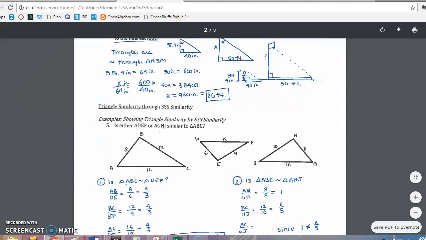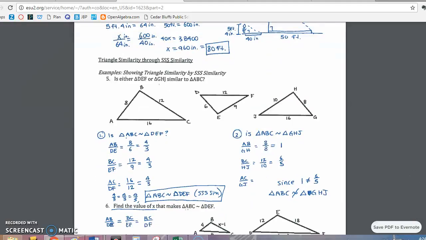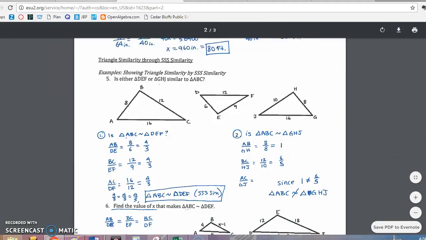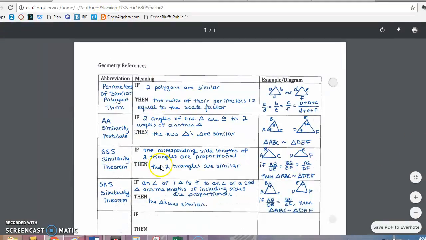The next part of the notes here is going to deal with two other theorems that we can use to prove triangle similarity. On our geometry reference page, we've added both of those theorems here. We have side-side-side similarity theorem and side-angle-side similarity theorem. Side-side-side says if the corresponding side lengths of two triangles are proportional, then the two triangles are similar. So if we can show that the ratio of AB to DE is equal to the ratio of BC to EF, then we can say that these triangles are similar.